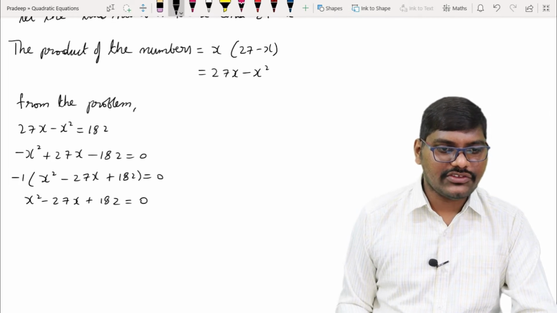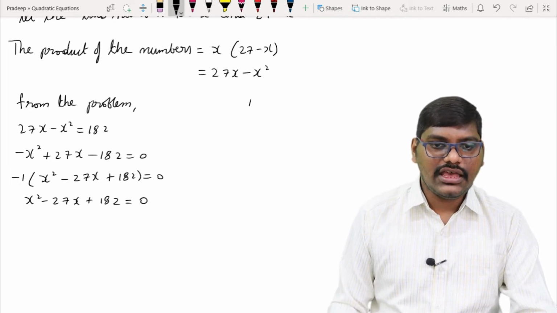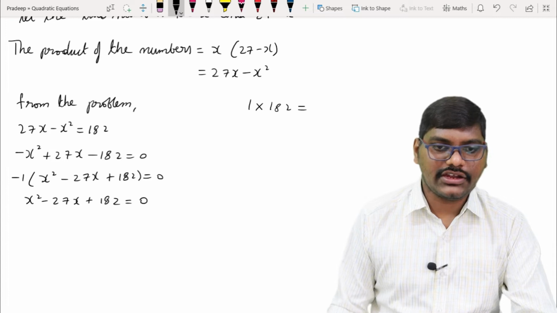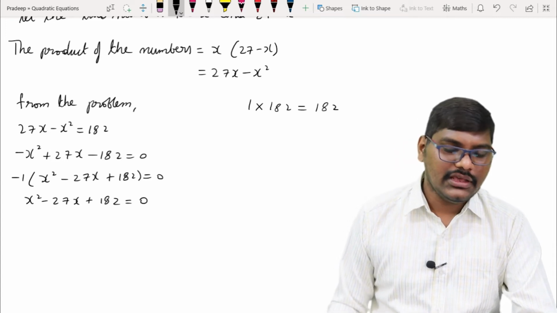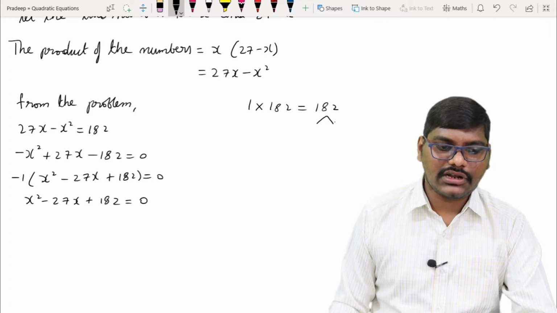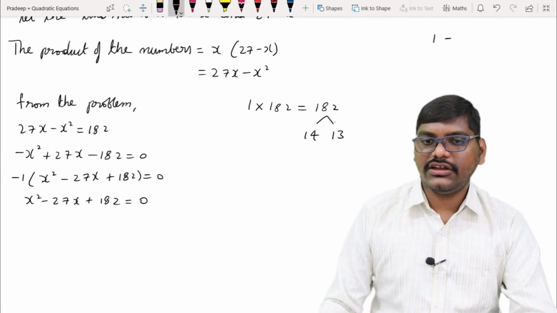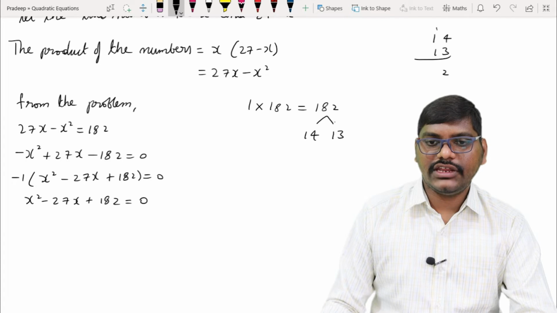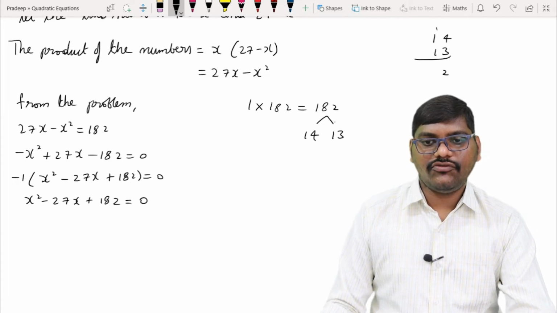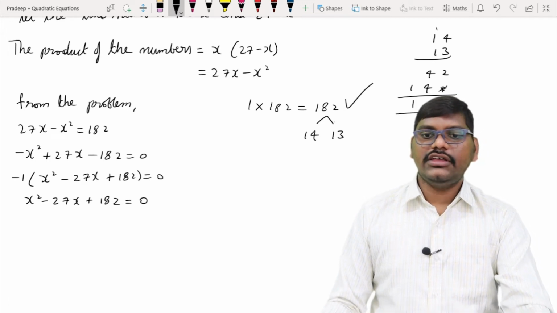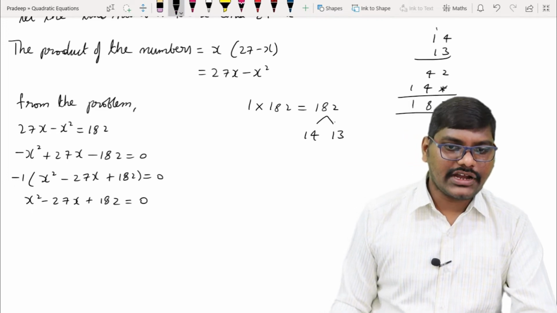Alright, so here x square has coefficient 1, and here the constant is 182. So 1 into 182 is what we have to take, which gives 182. So 182 is the multiple of what values? 14 into 13. 14 into 13 will give 182. Let's check that. 4 3s are 12, 3 1s are 3, plus 1 that is 4, and 4 1s is 4, and 1 into 1 is 1. Right, so when we add the 2 and 4 plus 4, it is 8, and 1, so we got 182. Perfect. That is 14 into 13 gives 182. We'll write the same over here.